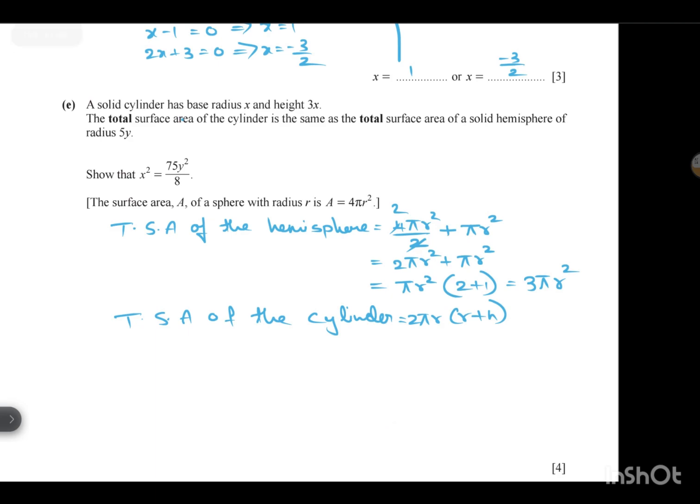So we got here radius as x and height as 3x for the cylinder, and for the hemisphere the radius is 5y. So use these r values here, h value and r value. So let me take for the hemisphere, total surface area of hemisphere is equal to total surface area of the cylinder.